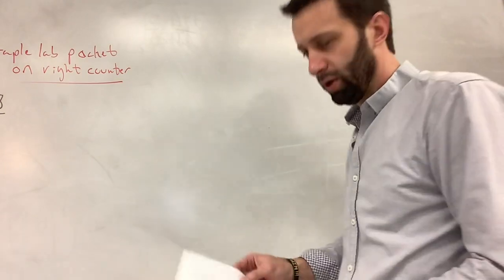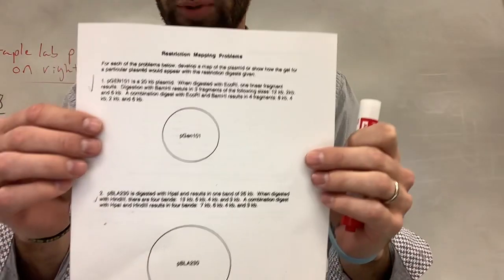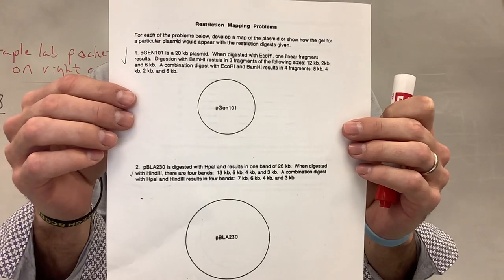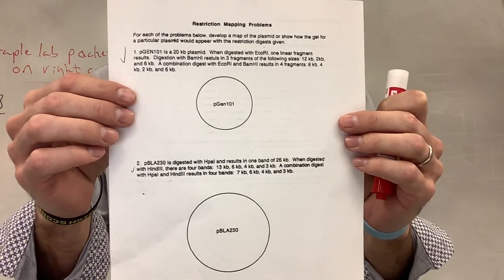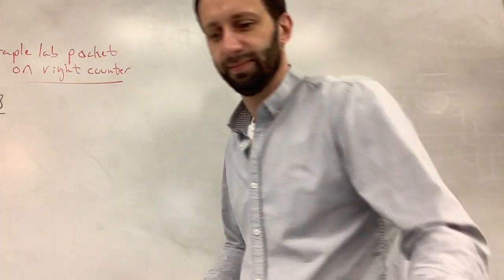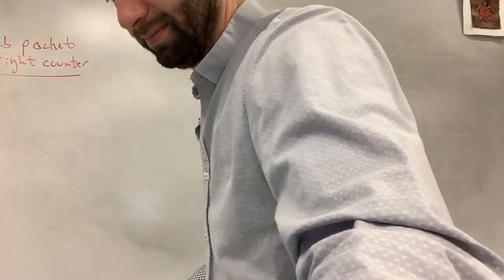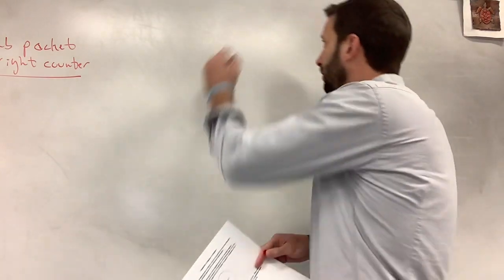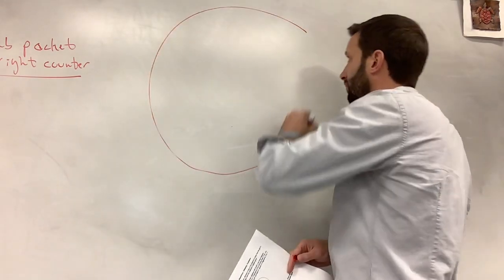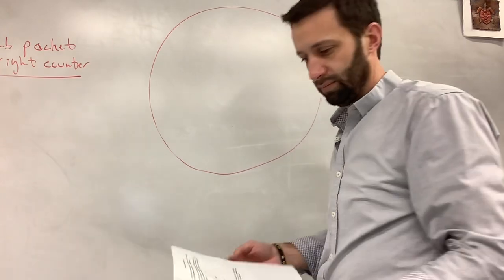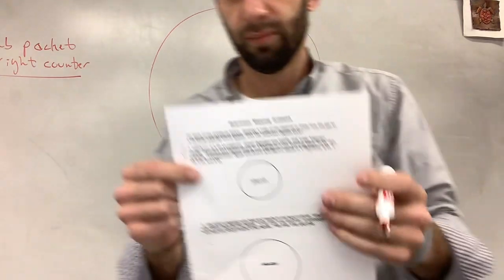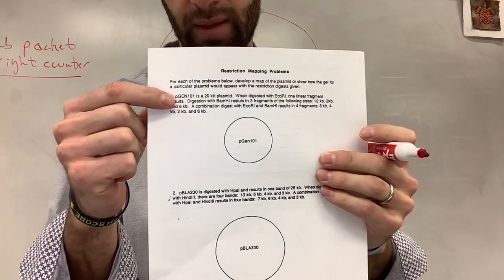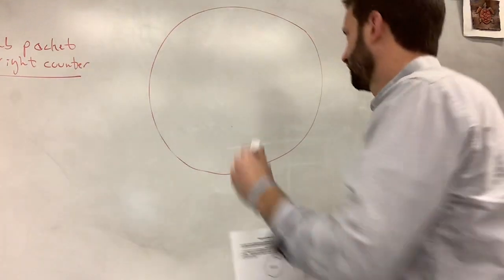Let's look at number one. Here's number one. Well, there's number two as well. Number one, Walker, read that for us. pGen101 is a 20 kb plasmid. Oh, let's stop there. pGen101. What does that mean? It's the plasmid. It's named Gen101. Good.